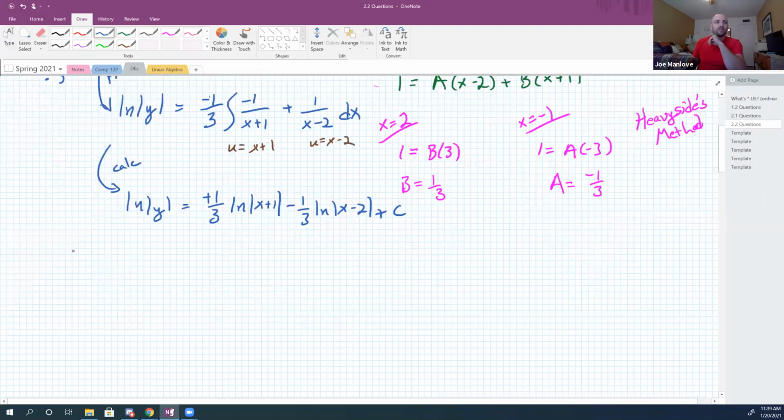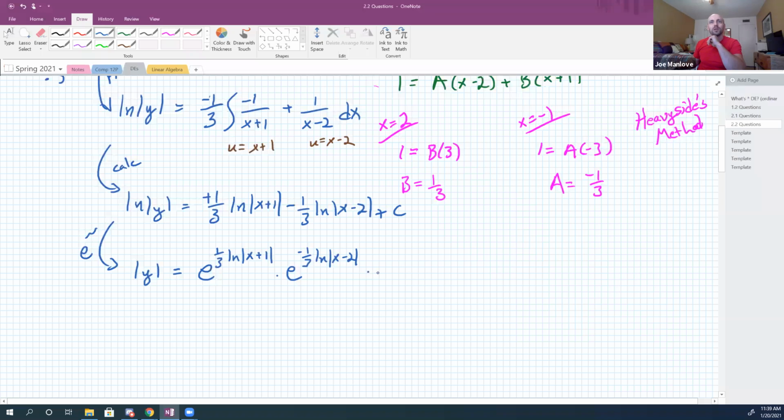All right, now my next step is going to be to solve for y. So I'm going to do e to the stuff to both sides. So I'm going to get an absolute value of y is e to the 1/3 log of absolute value of x plus 1 times e to the -1/3 log of the absolute value of x minus 2 times e to the c. So I did an e to the stuff and an exponent rule. On board?